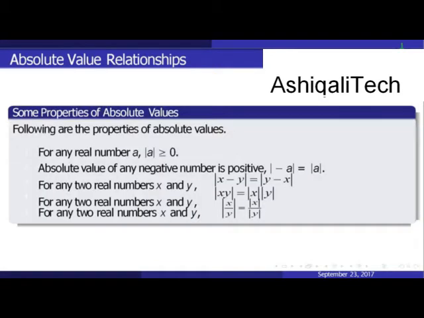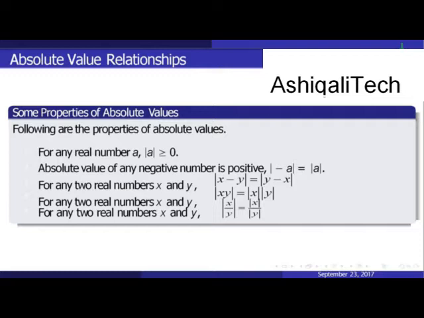Next, we study some properties of absolute values. Following are the properties of absolute values. Number 1, for any real number a, |a| is always greater than or equal to 0. Number 2, absolute value of any negative number is positive. That is, |−a| is equal to |a|.